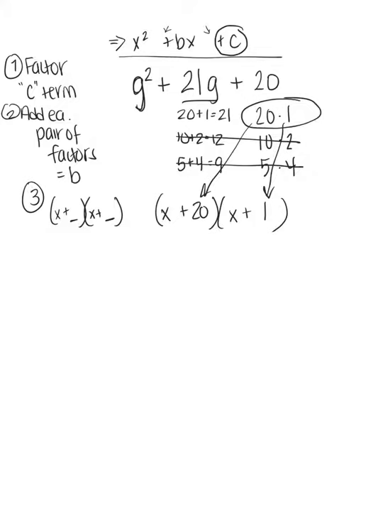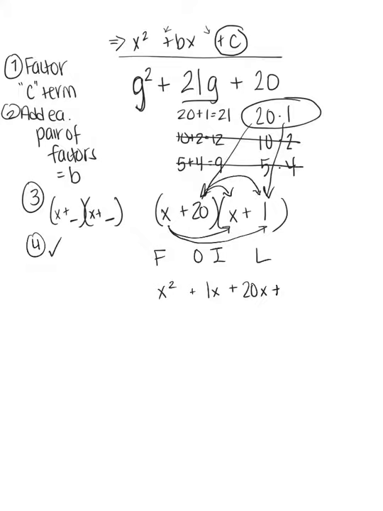And let's just check. In order to check our work, we're just going to factor it back out using FOIL. So first is my x squareds. My outer is my x times 1, which is 1x. And then I'm going to add my inner terms, which is 20 times x. And then lastly, I'm going to add my 20 times 1. So I get x squared plus 21x plus 20. Genius, right? Not so hard.